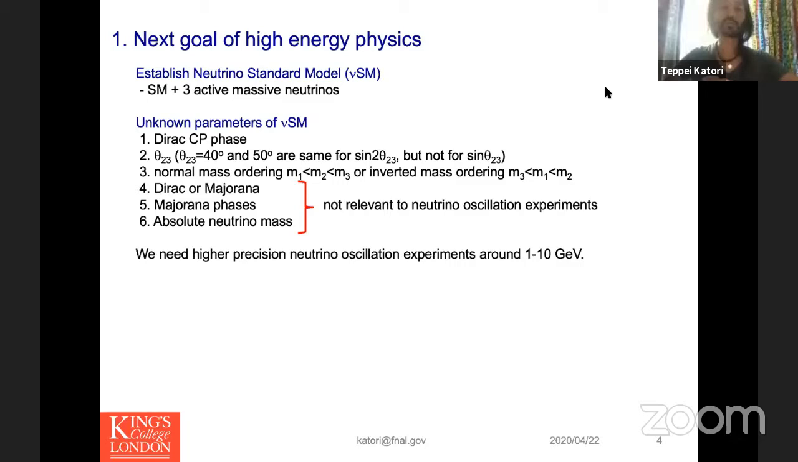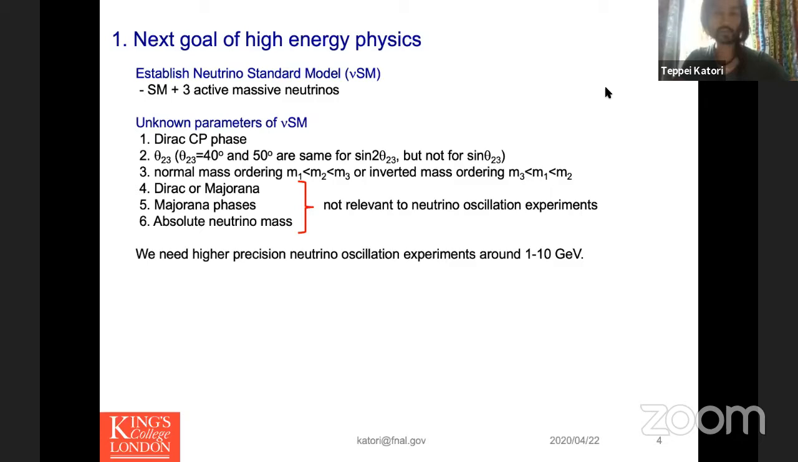There are three other unknowns: we don't know whether the neutrino is a Dirac particle or a Majorana particle, and if it is Majorana, there are Majorana phases. Finally, we don't know the absolute neutrino mass. I won't talk about those today because they are not relevant for oscillation experiments, so you need a different experiment to measure them. If you focus on oscillation experiments, many of them are designed around 1 to 10 GeV, which I also want to talk about there.